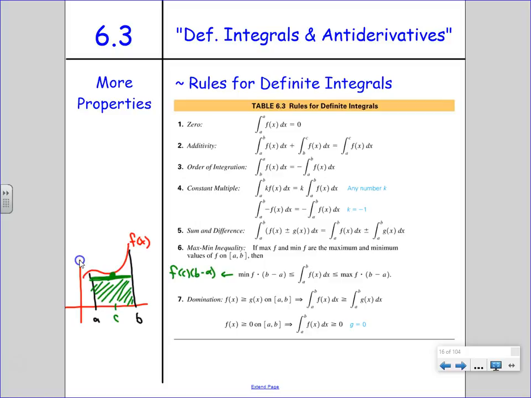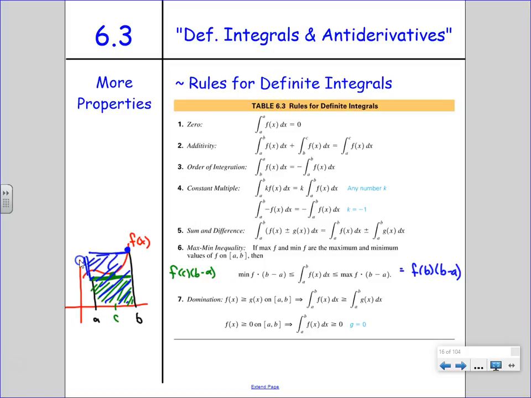And then we find the maximum value in this interval, which would technically be at the endpoint, yeah? Yep. And then if I made b minus a be the length of that, and have f of, in this case it would be b, that's the maximum area that I should have. So then the maximum would be f of b, in our example, times b minus a. And the idea is that the integral has to be somewhere in between.